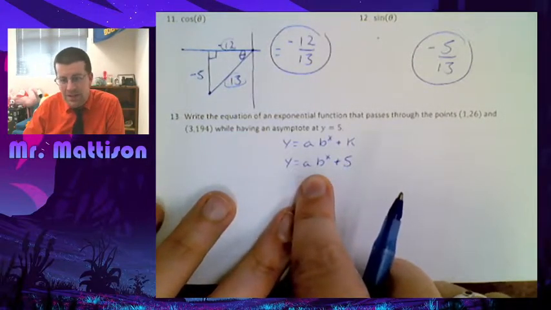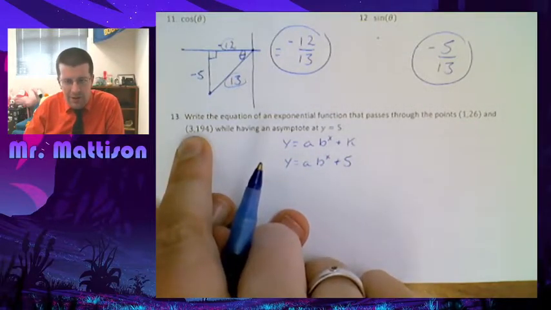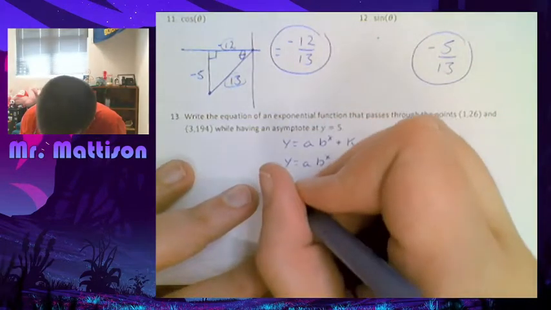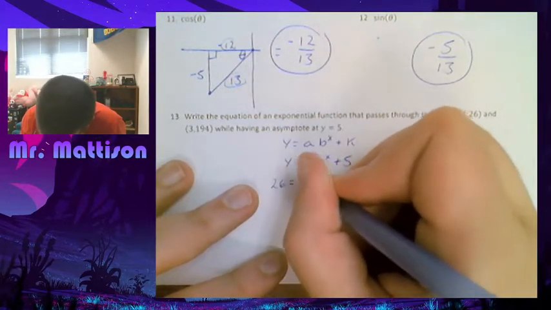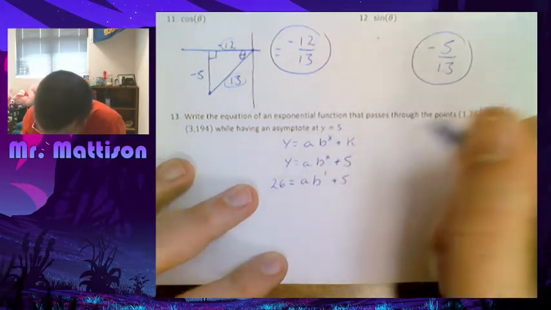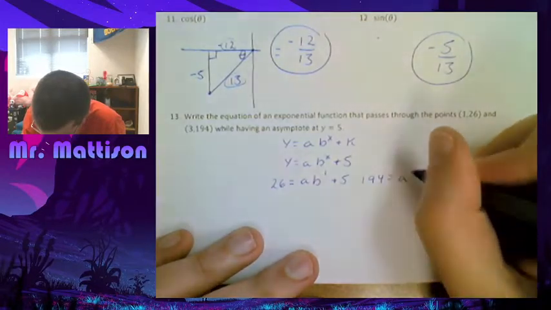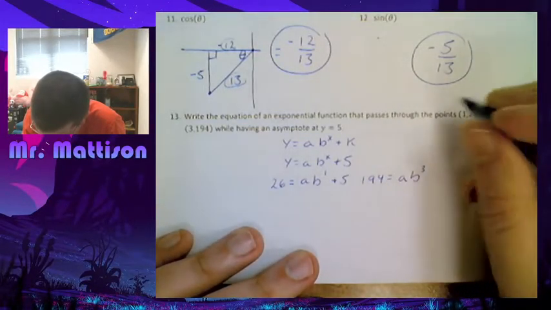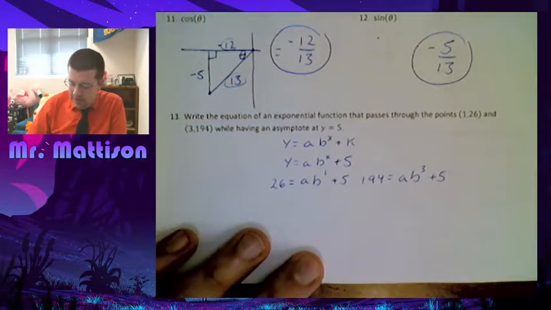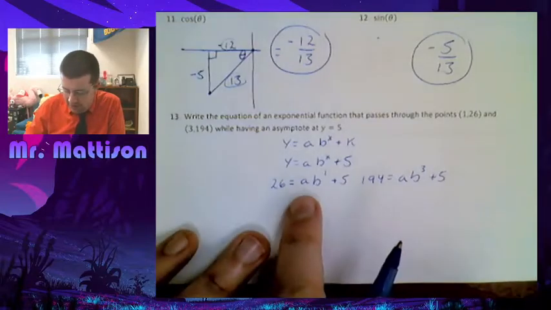I can get my first equation from plugging in 1/26, and then I can get my second one by plugging in 3/194. So let's go ahead and do that. So 26 equals a b to the 1 plus 5. And then 194 equals a b to the 3rd plus 5. So if I want to solve the system, I probably want to get one of those variables by itself. So let's solve for a here.